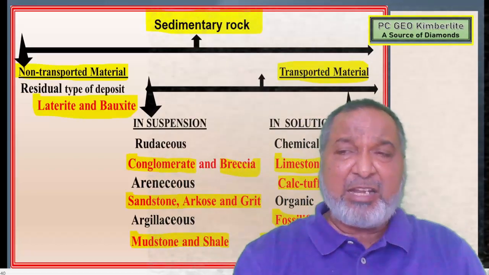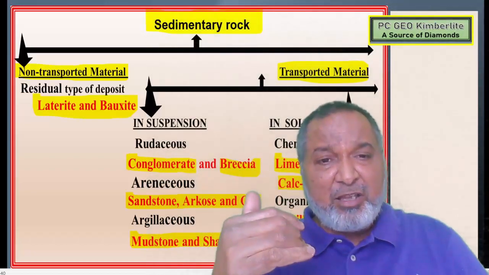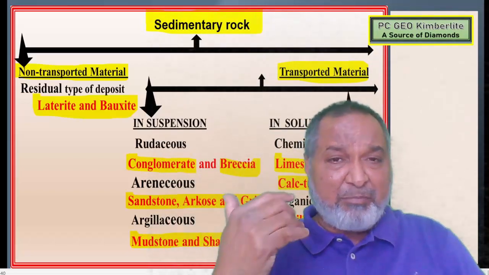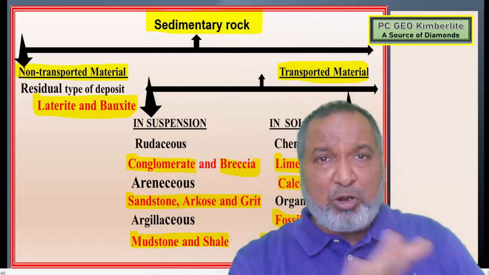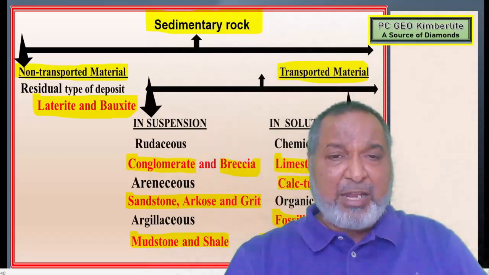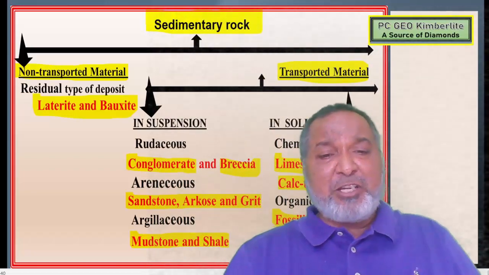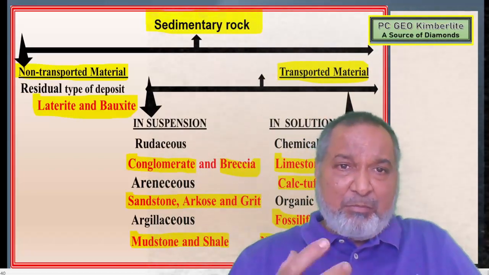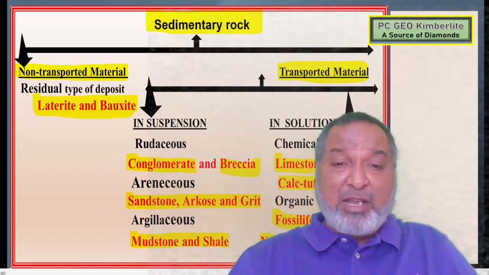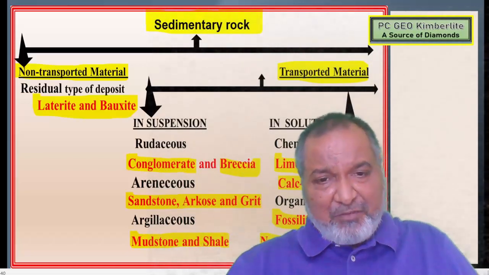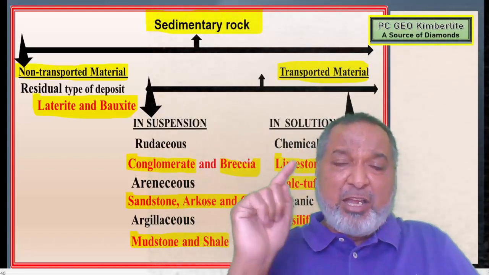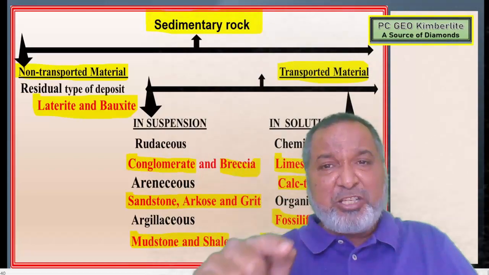The next category is the argillaceous, where the material is very fine. We cannot see it with our own eyes, but mechanical breakdown has taken place. They have not gone under chemical weathering. So rudaceous, arenaceous, argillaceous are where mechanical breakdown has taken place. In the argillaceous, the first rock is the mudstone, like a muddy particle, whose color looks like mud, so that will be called a mudstone. Second one is the shale. So these are sedimentary, transported, in suspension, argillaceous type of deposit.